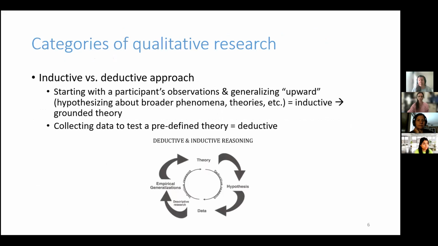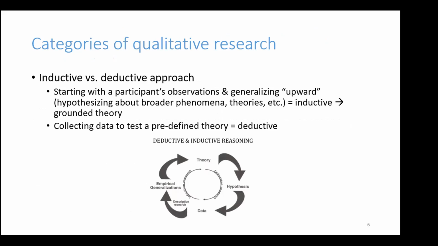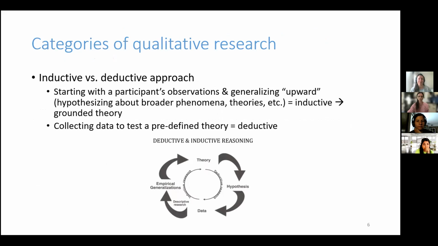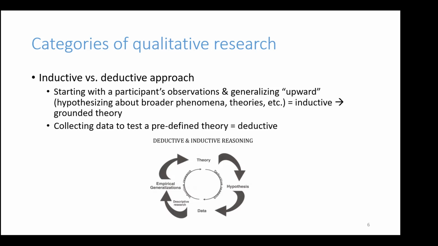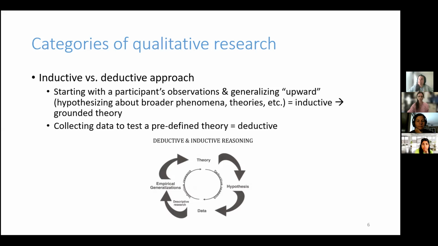Qualitative research, broadly speaking, comes in two types, and the two types are inductive and deductive. This is getting really into the weeds of the philosophy of research, but we're just going to quickly do this. Inductive reasoning is when you start with observations and you generalize upward. So you see something that happens and you use your analysis of that to then hypothesize about how what you've observed might indicate a broader phenomenon, a theory, etc. So the opposite of that is deductive. You start with a theory and then you collect data to test hypotheses that are informed by that predefined theory.